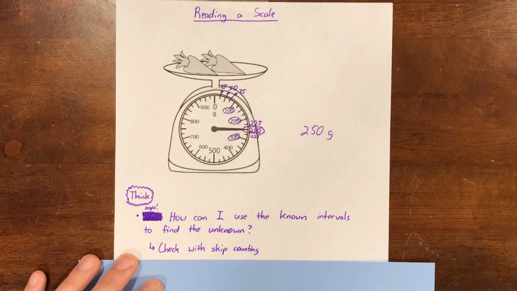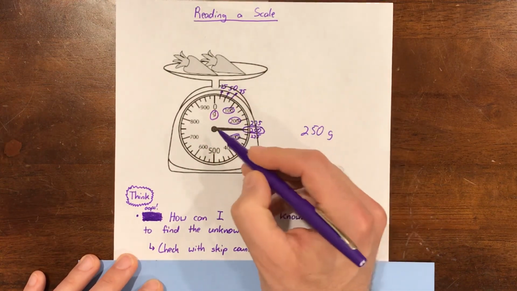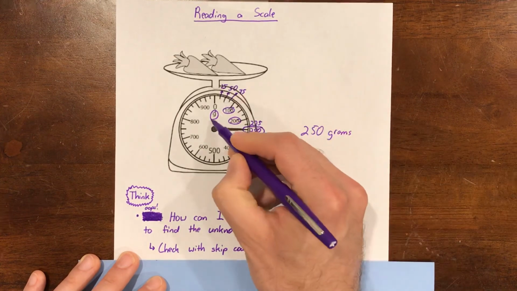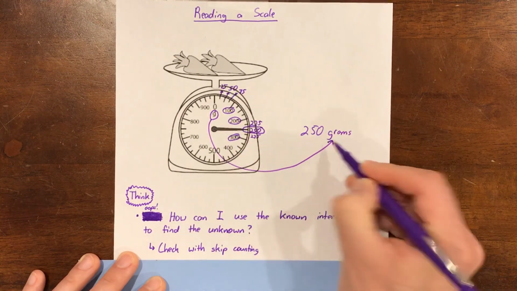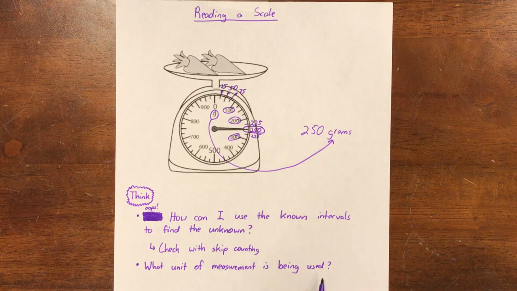And how did we know it was grams? Say that out loud. Yeah, there's a G right here on the scale. G stands for grams. So as we're working today, make sure you think, what unit of measurement is being used? The scales will tell you, you just have to make sure you check.